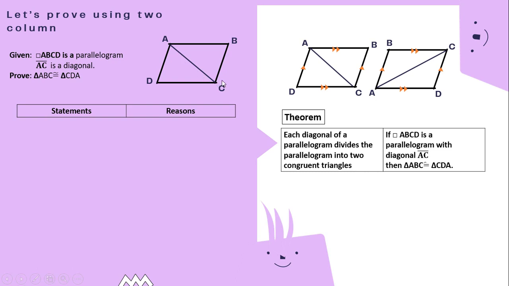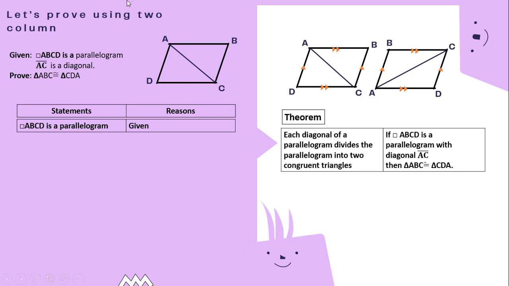So, ito na yung theorem. How can we prove that triangle ABC is congruent to triangle CDA? Kailangan natin siyang i-prove. So, we will use two-column proving. Now, let's have statements and reasons to prove that. Statements, of course, we have ABCD is a parallelogram, and the reason is given.